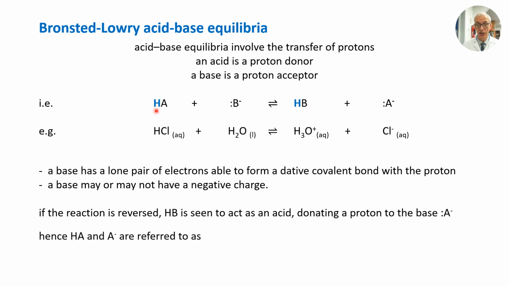to form HA. So in the forward reaction, going forward, we would say HA is the acid, and of course B- is the base. But in the reverse reaction, we would say HB is the acid, and A- is the base.